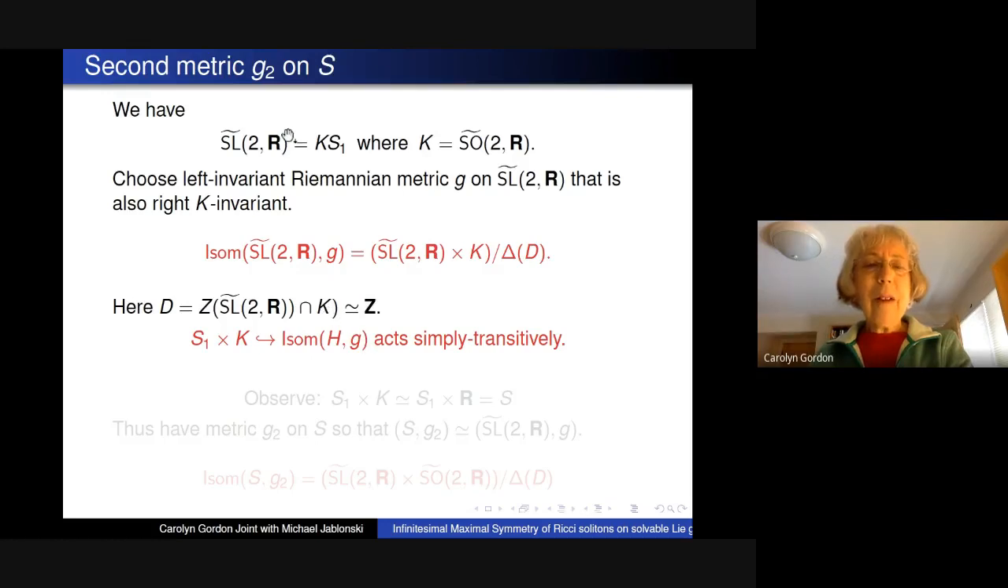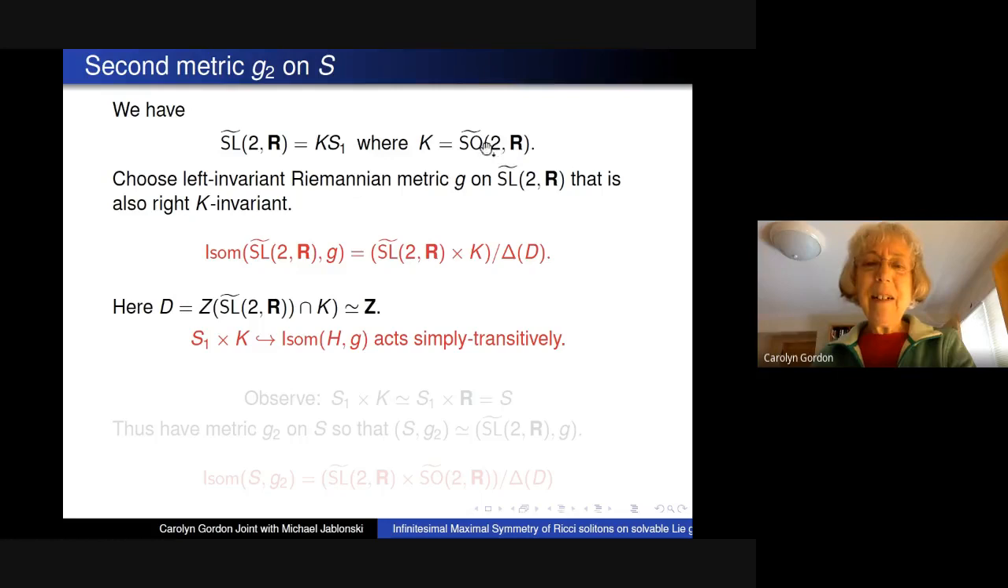Now, SL2R tilde, of course, acts simply transitively on itself. So you have the left translations by K and the left translations by S1. But now we have a little more freedom. We could just take the left translations by S1 and the right translations by K, and we'll still get a simply transitive group of isometries. So S1 cross K acts simply transitively and therefore inherits a left invariant metric isometric to the original metric.